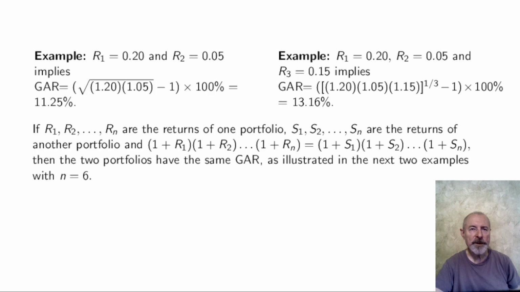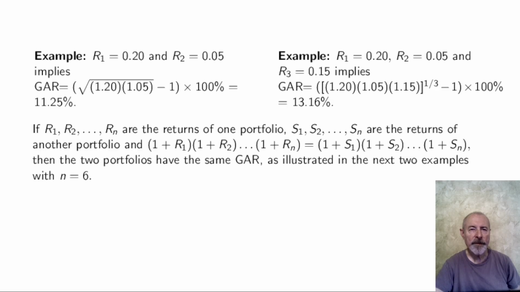Let's look at some examples of GAR. Suppose you earn 20% in the first year and 5% in the second year. Your GAR would be 11.25%. Suppose you went on for one more year and earned 15% in that third year. Then your GAR would be 13.16%.